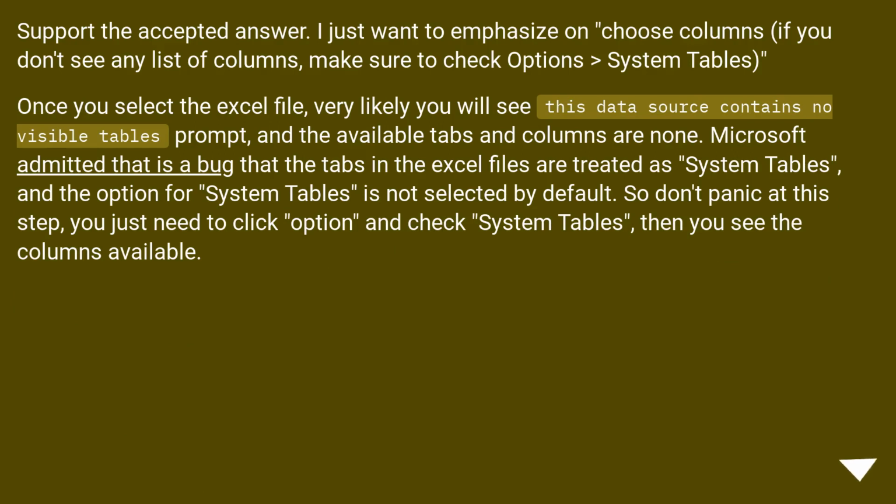Support the accepted answer. I just want to emphasize on choose columns. If you don't see any list of columns, make sure to check Options > System Tables. Once you select the Excel file, very likely you will see a prompt, "This data source contains no visible tables," and the available tabs and columns are none. Microsoft admitted that is a bug: the tabs in the Excel files are treated as system tables, and the option for system tables is not selected by default. So don't panic at this step, you just need to click Options and check System Tables, then you see the columns available.